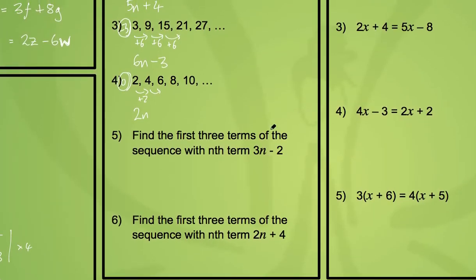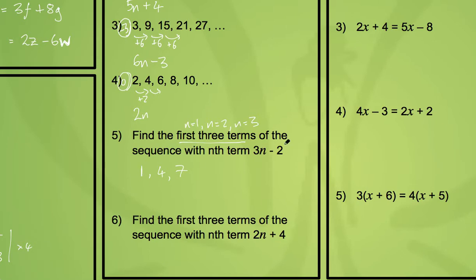Find the first 3 terms of the sequence with the nth term 3n minus 2. First 3 terms, I just say that's when n equals 1, then n equals 2, then n equals 3. So I've got 3 times 1, that's 3, minus 2 is 1. When n is 2, 3 times 2 is 6, take away 2 is 4. 3 times 3 is 9, take away 2 is 7.